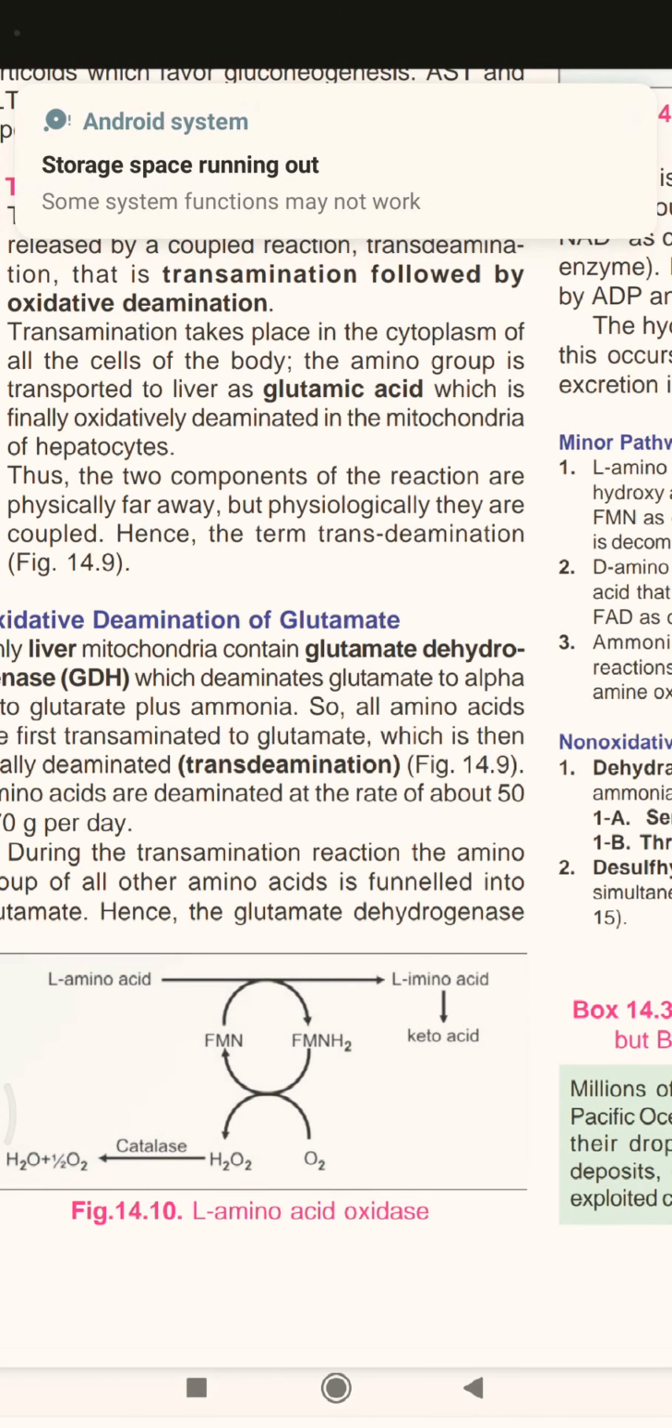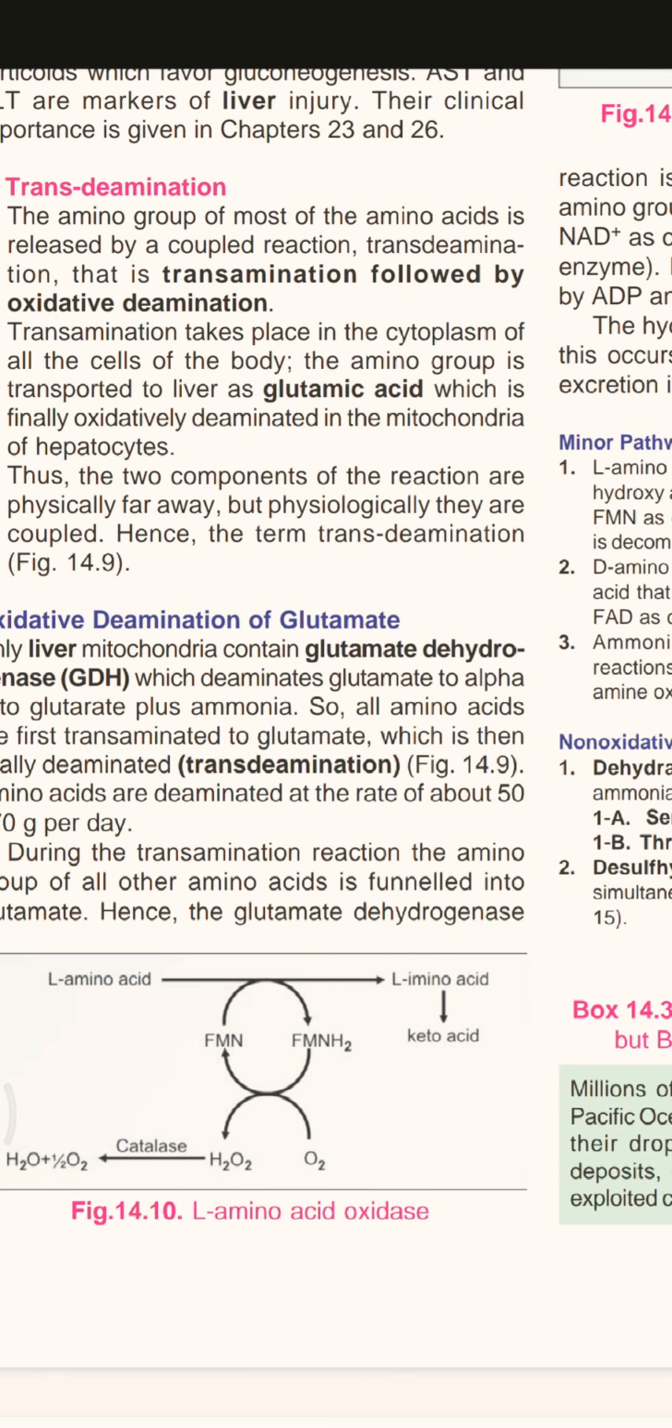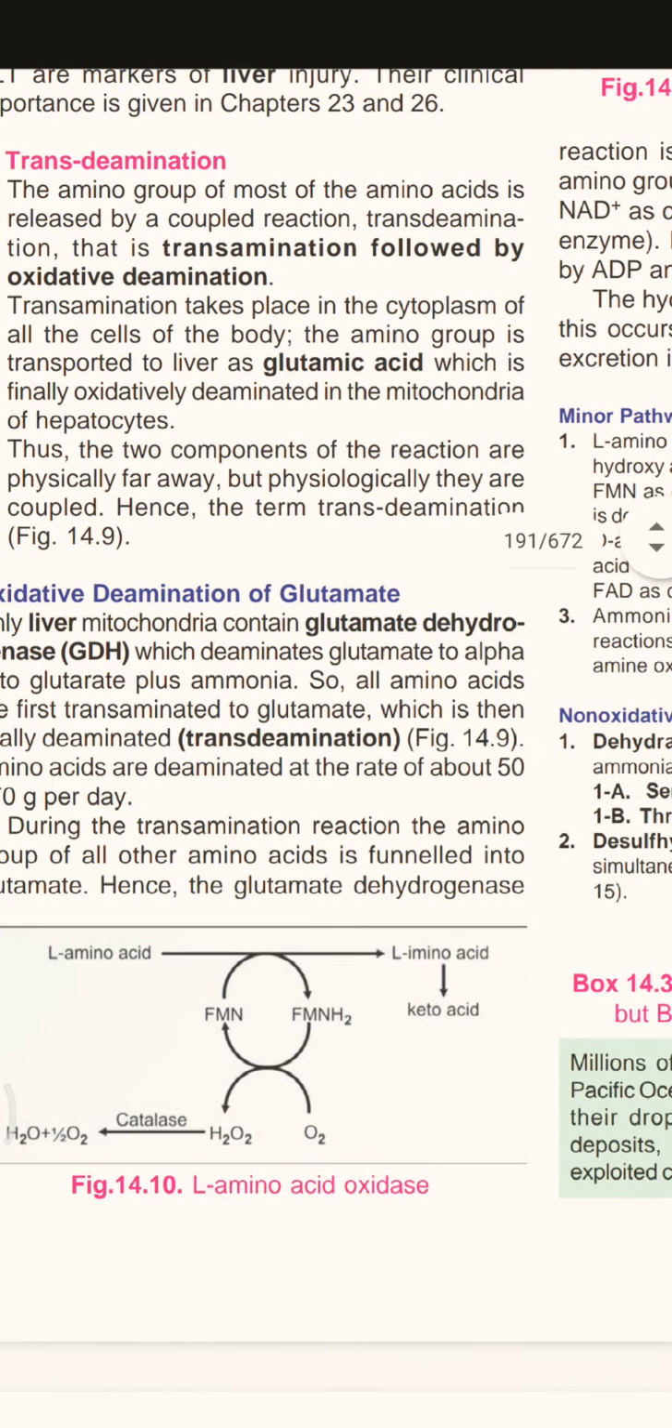And one more thing, D-amino acid oxidase can oxidize glycine and any D-amino acid that may be formed by bacterial metabolism. It uses FAD as coenzyme.